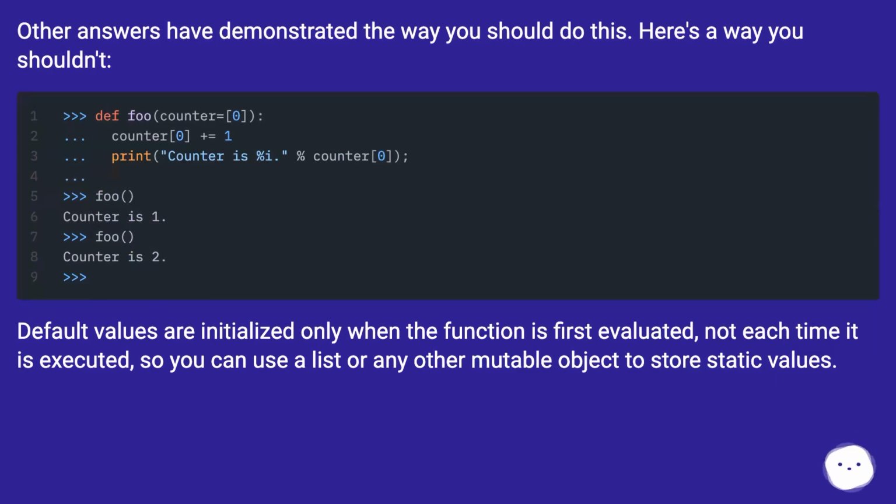Other answers have demonstrated the way you should do this. Here's a way you shouldn't. Default values are initialized only when the function is first evaluated, not each time it is executed, so you can use a list or any other mutable object to store static values.